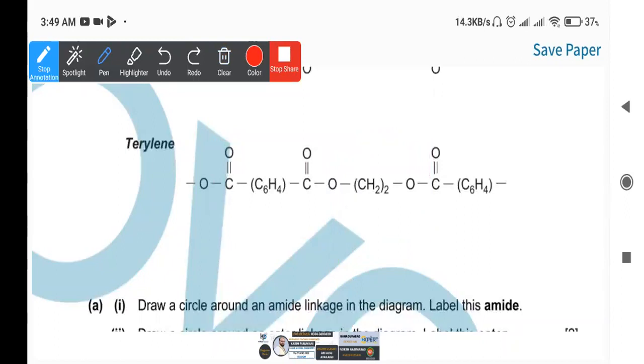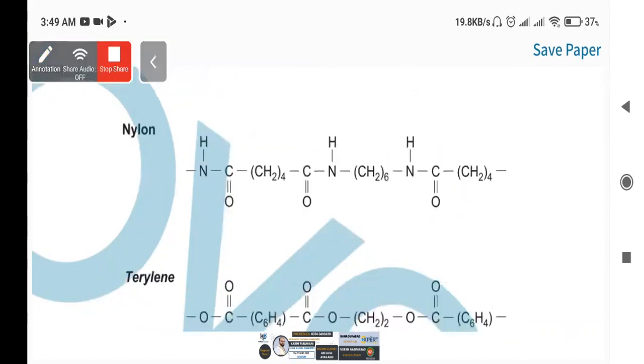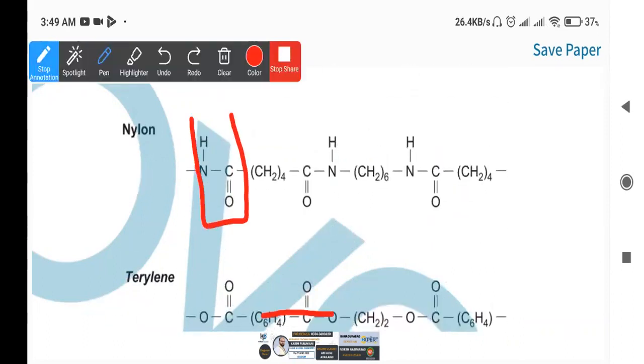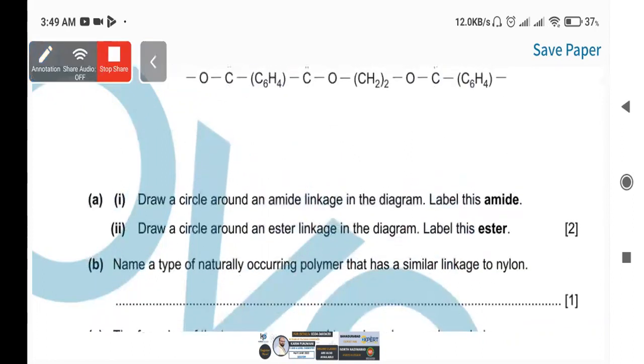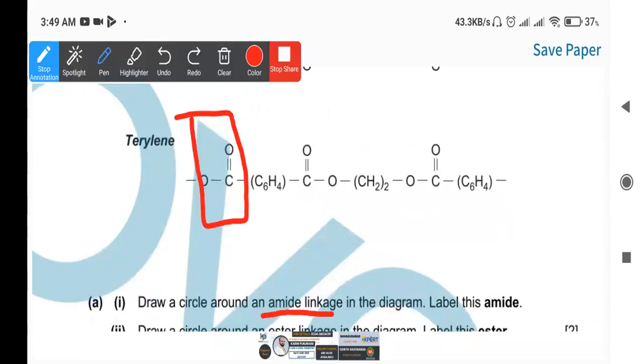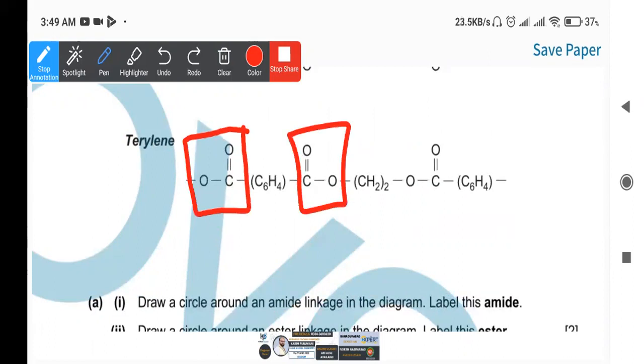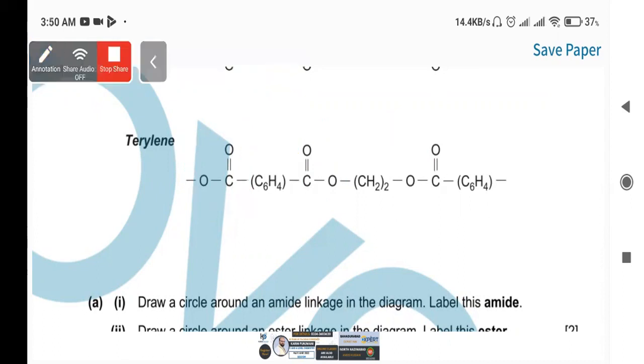Draw a circle around an amide linkage and label this as amide. So as I've already told, this is the amide linkage. Now, what is our next question? Draw a circle around the ester linkage and label it as ester. This is the ester linkage, isn't it? COO, this is an ester linkage, the COO. So now we will label this as ester.